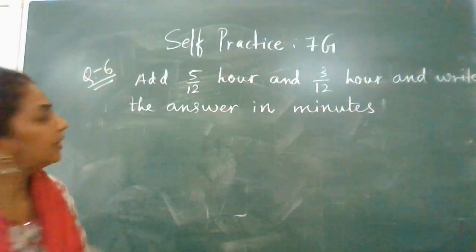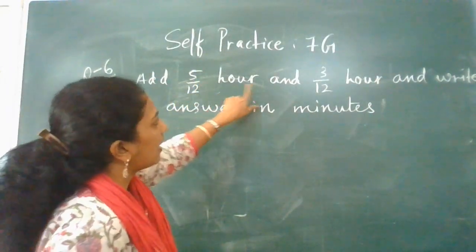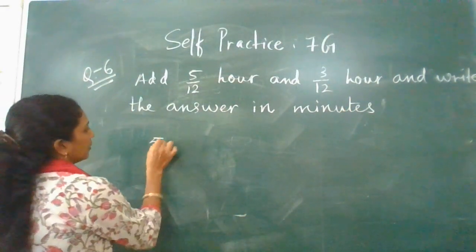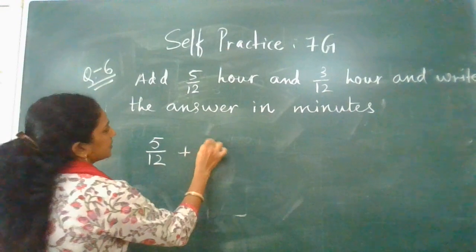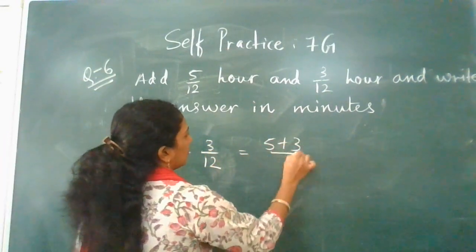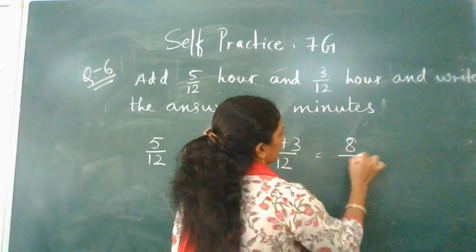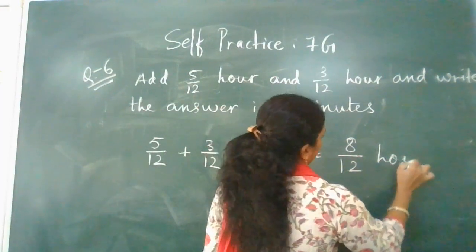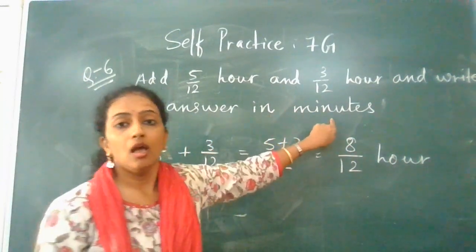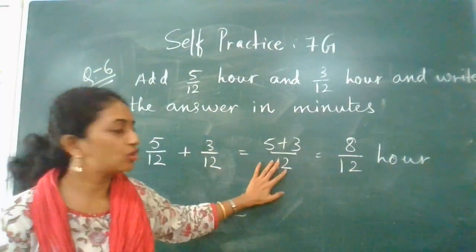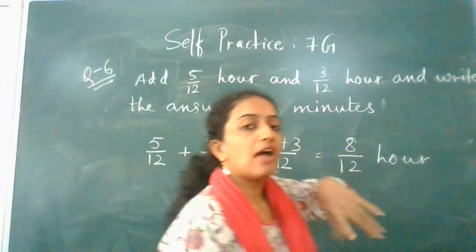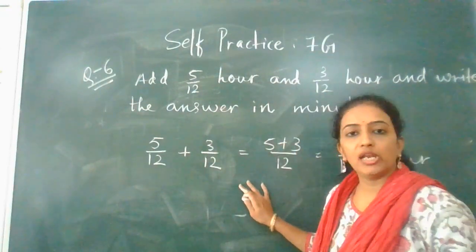Okay, so here it is simply written add 5/12 and 3/12. So we have to add it. So 5/12 plus 3/12. So 5 plus 3 upon 12, that is 8/12. But they want you to answer in minutes. Okay, they have given you fractions in hours, but they want the answer in minutes. So here you have to do one more calculation.